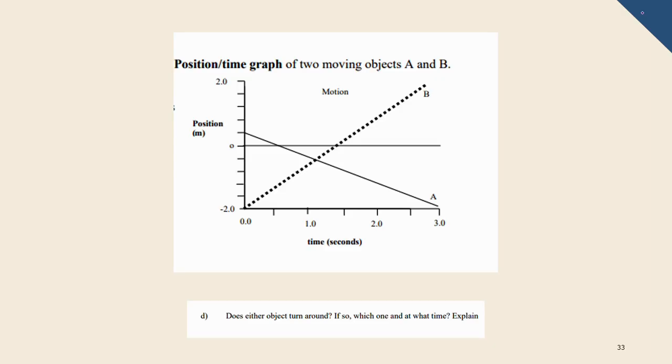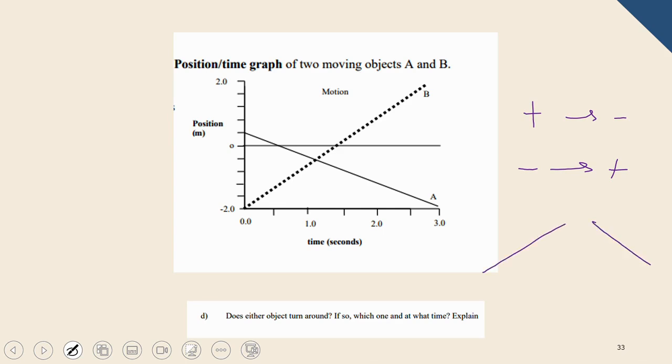Part D. Does either object turn around? If so, which one and at what time? Explain. Alright, so recall that an object turning around means that it changes direction, so either from positive to negative or negative to positive. This means that the slope of the graph would have to change too, either from forward slash to backslash or backslash to forward slash. Now, neither of these lines are changing direction. Line B remains positive the whole time and line A remains negative the whole time. So, because the slopes never change sign, the objects are always going to be traveling in the same direction that they started in. So neither object turns around.